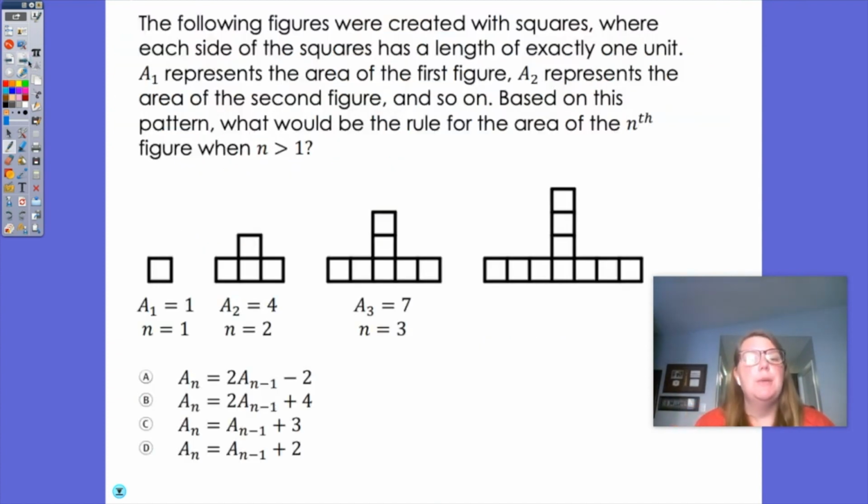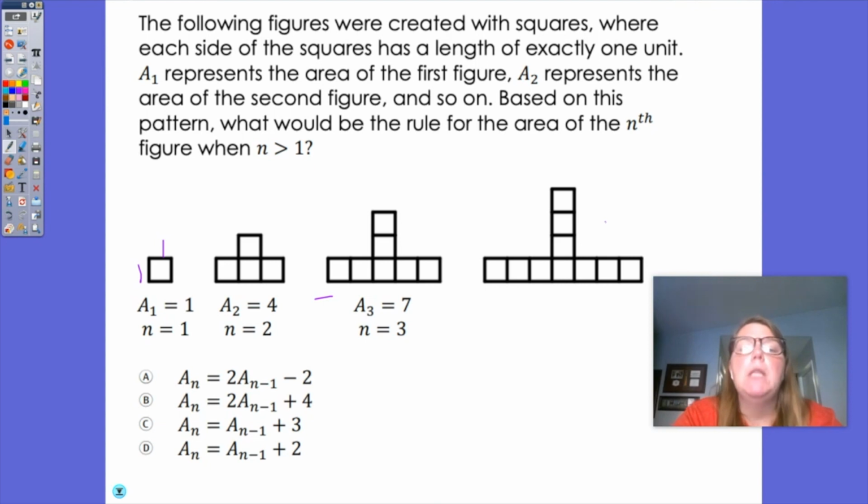Okay, the last question I want to look at is sometimes you will see figures when we're talking about arithmetic sequences. So here's a couple of figures. So each side of the squares has the length of 1 unit. A1 represents the area of this first figure. So 1 times 1 would obviously be 1 block. The area of this one is obviously 4. A2 represents the area of the second figure. The area of this one is 7 blocks. And we want to know what it would be the rule for the nth block.